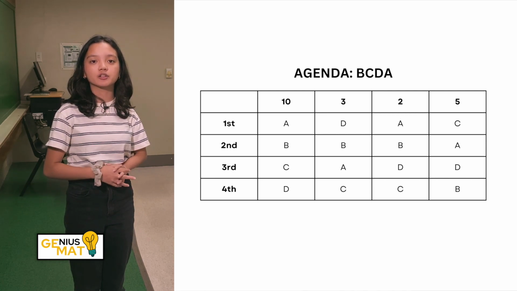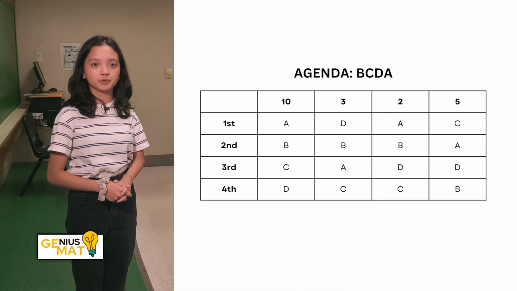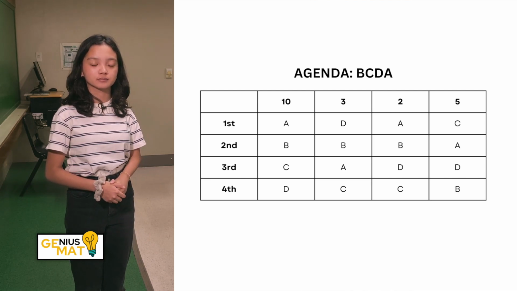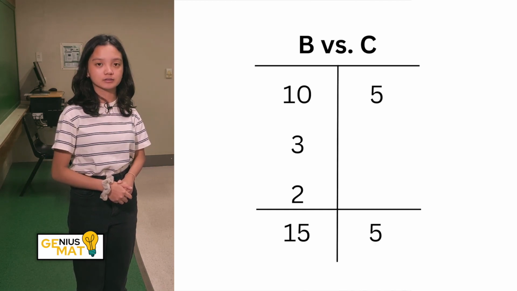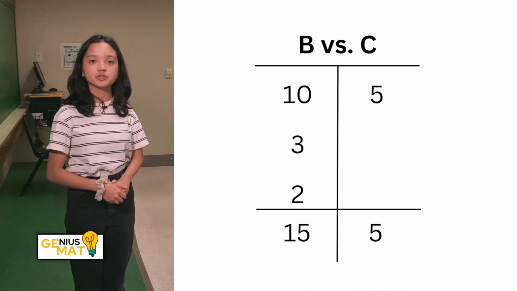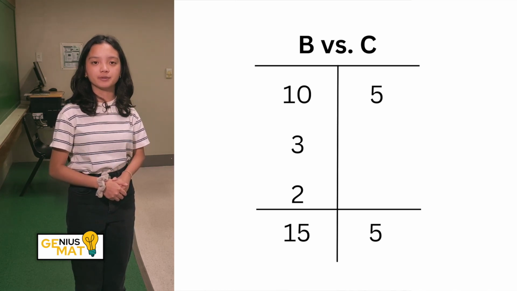So for the first round, B and C will play first. As I have mentioned in the previous video, we can use a T account so that it would be easier for us to compute their total scores. So for B versus C, the T account would look like this. So as you can see, B is the winner for the first round, obtaining a total of 15 points.